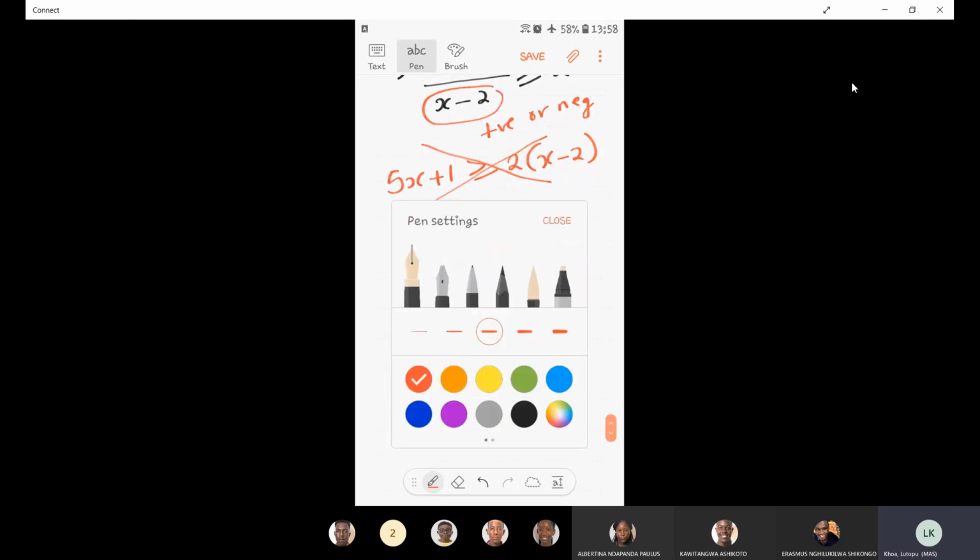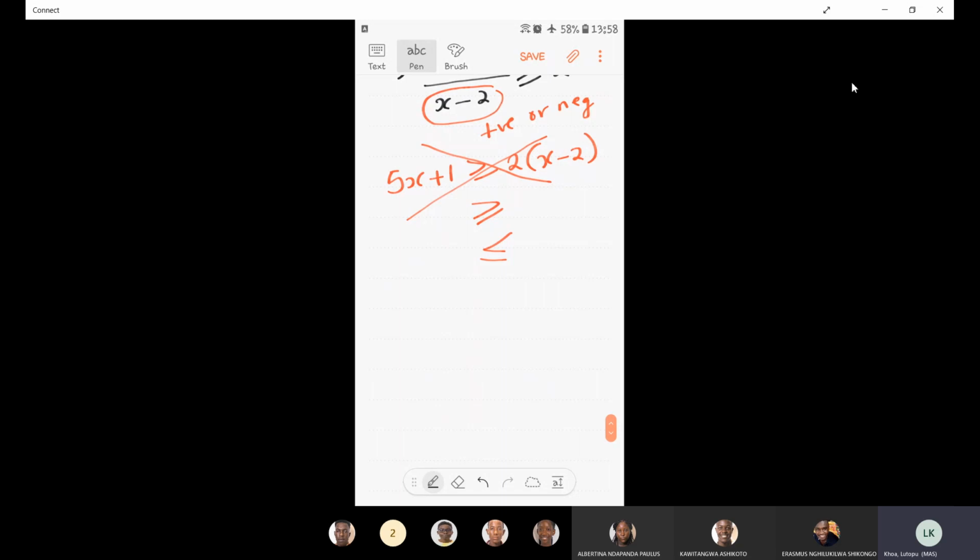So what I will have is this. I have (5x + 1)/(x - 2) - 2 ≥ 0. Here I have subtracted 2 on both sides, and remember we said that if we add or subtract anything on both sides, the inequality must remain the way it is.